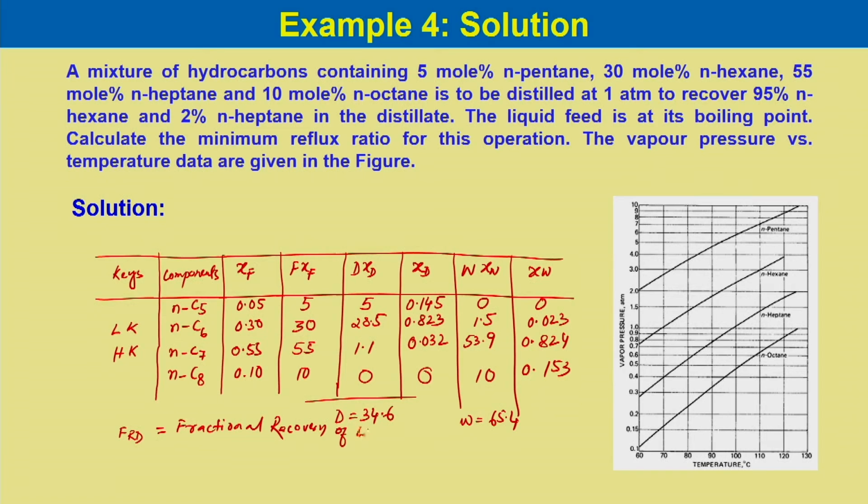So, we need to know the fractional recovery equation, that is FRD, the fractional recovery of the light key, then D XD is equal to FRD of the light key into F x light key. These are the equations we will use later.